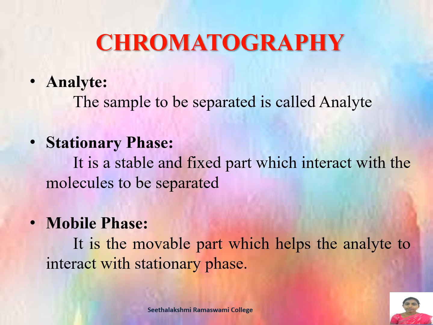There are three main components in chromatographic technique. First, analyte. The sample to be separated is called analyte. Second, stationary phase. It is a stable and fixed part which interacts with the molecules to be separated. Third, mobile phase. It is a movable part which helps the analyte to interact with the stationary phase.